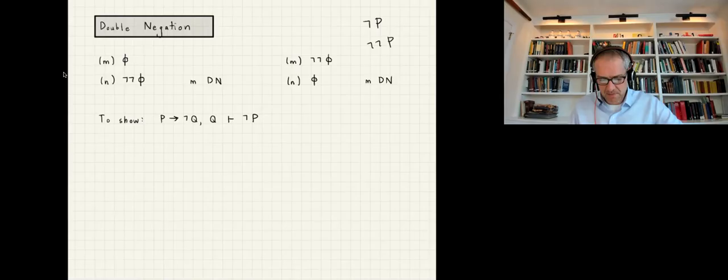Okay, so let's look at an example of the use of double negation. So we want to show that from P arrow not Q and Q, we can get not P. So I'll write down my assumptions: P arrow not Q, assumption; Q, assumption. Now I want not P.